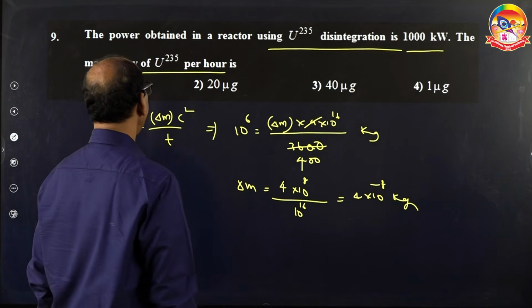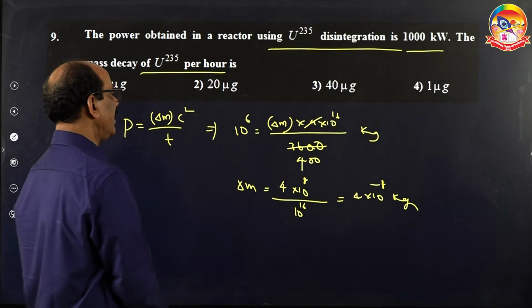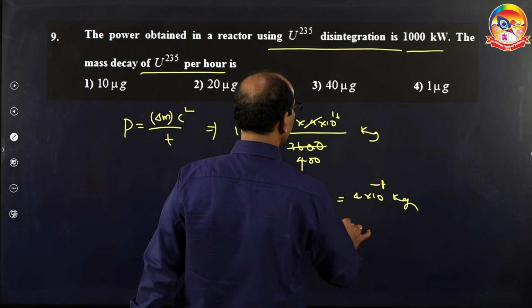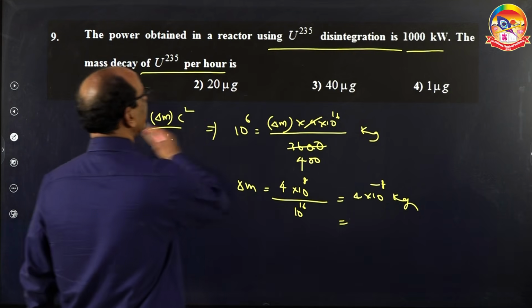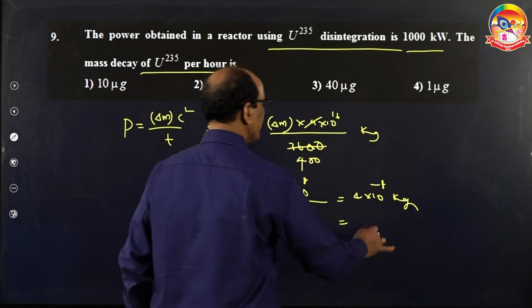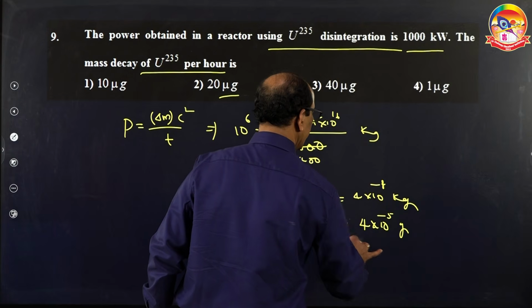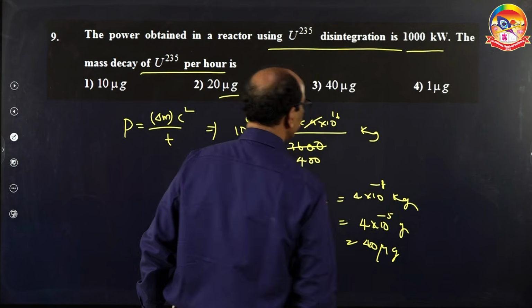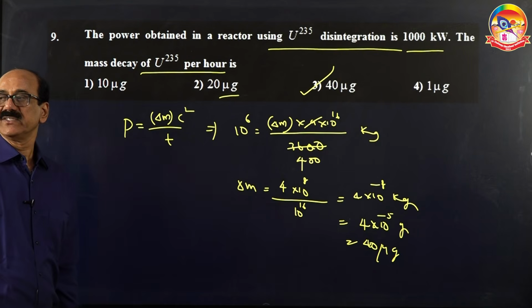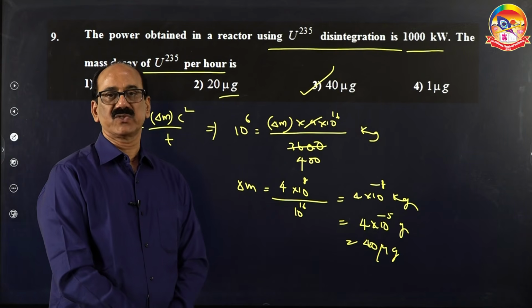Okay. So 4 into 10 power 8 by 10 power 16 is 10 power minus 8. None of the answers is correct here. What we get here is microgram. So this is nothing but 4 into 10 power minus 5 gram, that is 40 microgram. I'm sorry, that is 40 microgram. So this is the correct answer. Okay. So that's all. This must have given you a brief idea of these three topics I have discussed so far. Thank you.